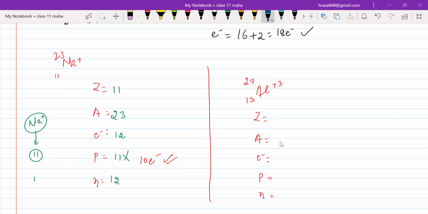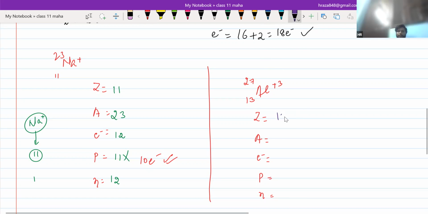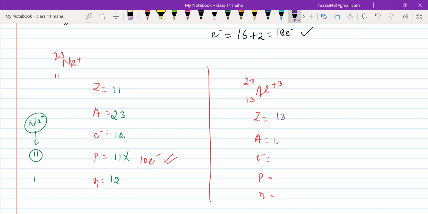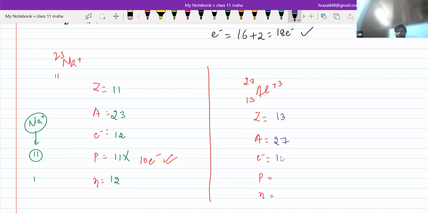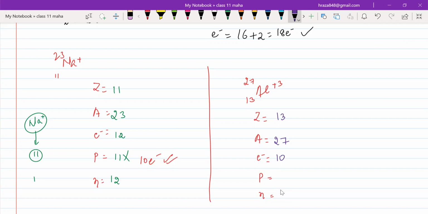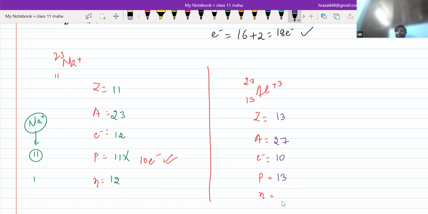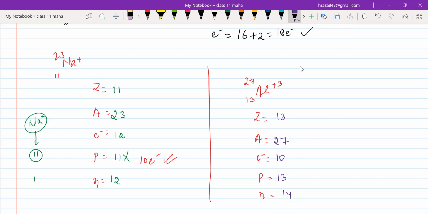Z is 13. Good. A is 27. Very good. Electron is 10. Very good. P is 13. And N is 27 minus 13, 14. Very good, very good.